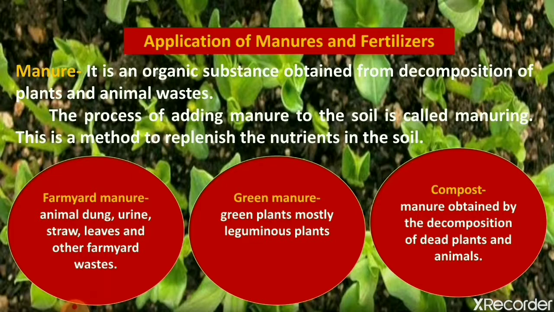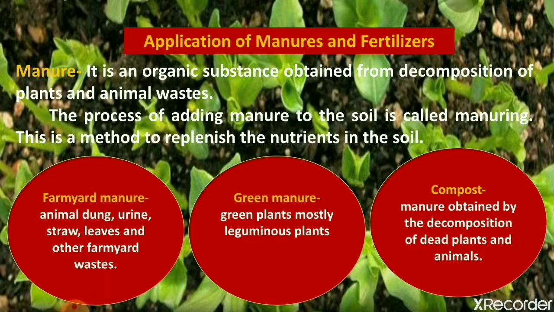We know that manure is organic, made by decomposition of plant and animal waste. And plant and animal waste itself contain a lot of nutrients. So when they are decomposed, obviously the compost or manure we get after the decomposition process is also rich in a lot of nutrients. So when manure is added to the soil, it replenishes the nutrients in the soil, or we can say the soil will regain its nutrients.